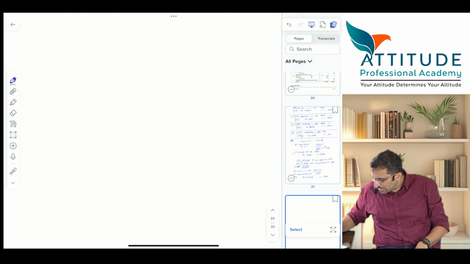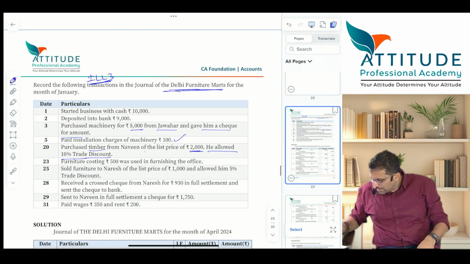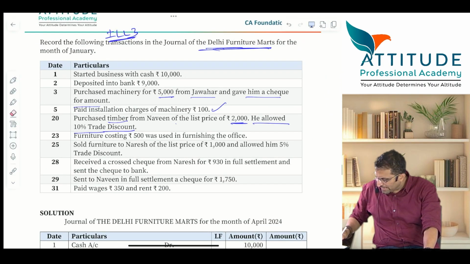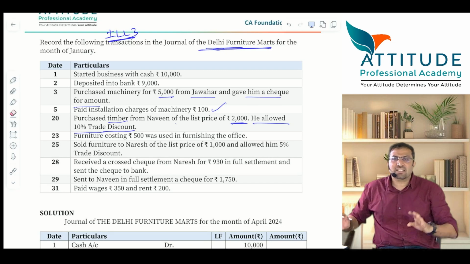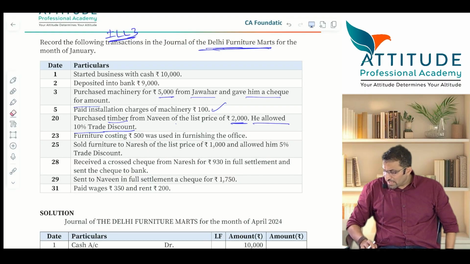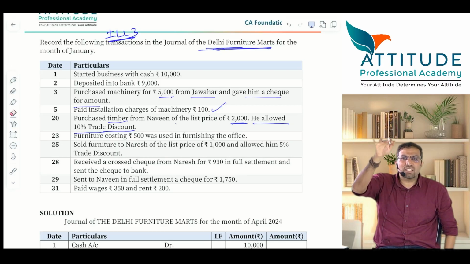आजा. ओके तो इधर क्या बोला है? 20 तारीख को बोलो क्या है? 20th. परचेज टिम्बर फ्रॉम नवीन एट अ लिस्ट प्राइस ऑफ हाउ मच? 2000. अलाउड 10% ट्रेड डिस्काउंट. सो व्हाट journal entry should be for 2000 or 1800? That is 10% of 2000 is 200. 200 minus karo. Answer is 1800.